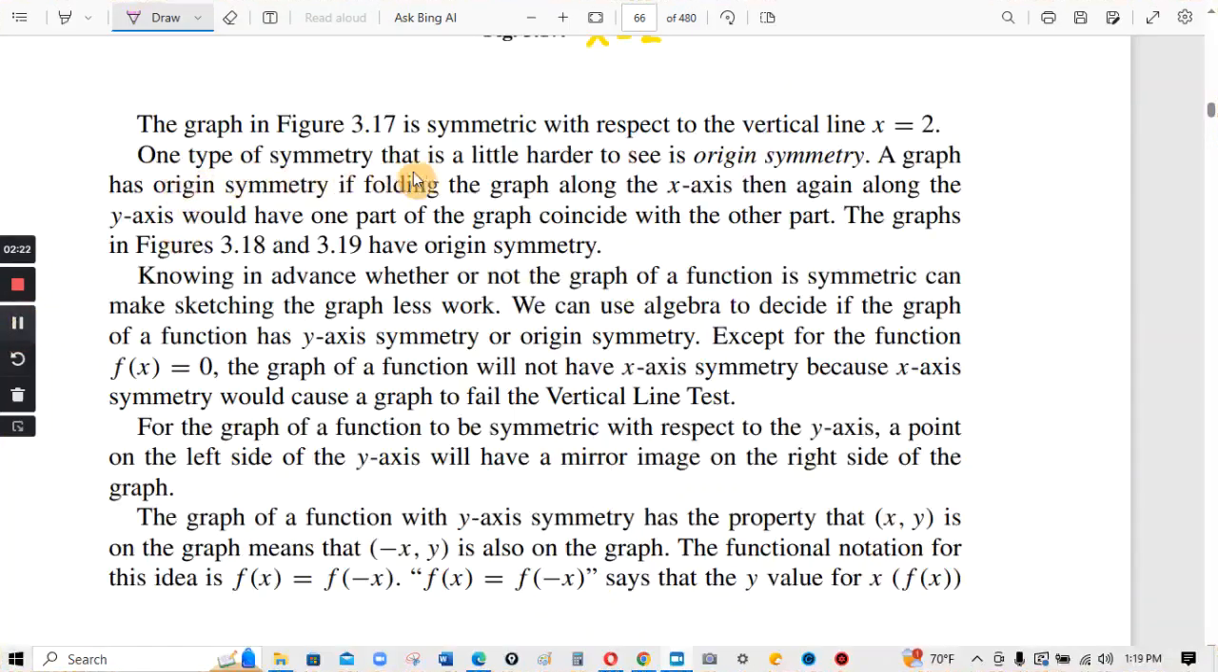One type of symmetry that's a little harder to see is origin symmetry. A graph has origin symmetry if folding the graph along the x-axis and then along the y-axis would have one part of the graph coincide with the other part. The graphs of 318 and 319 have origin symmetry.